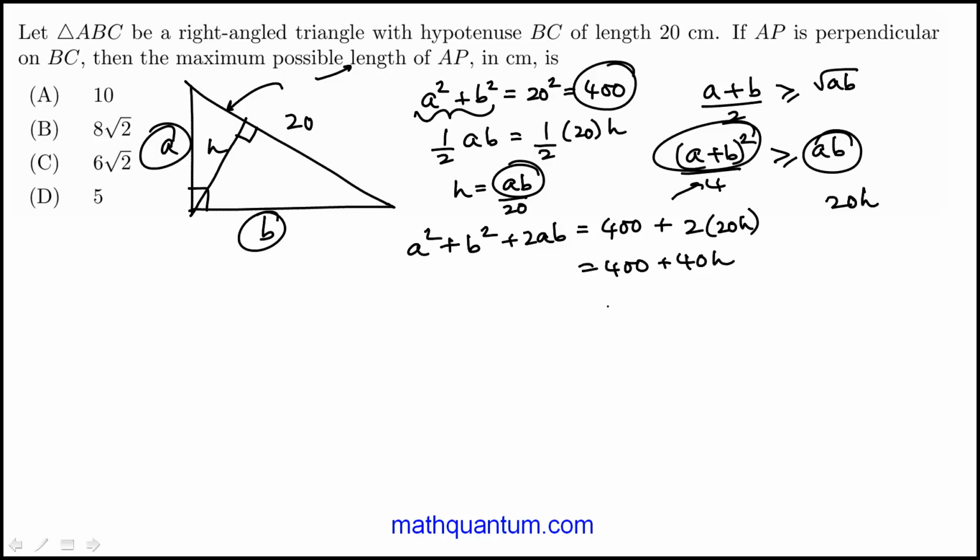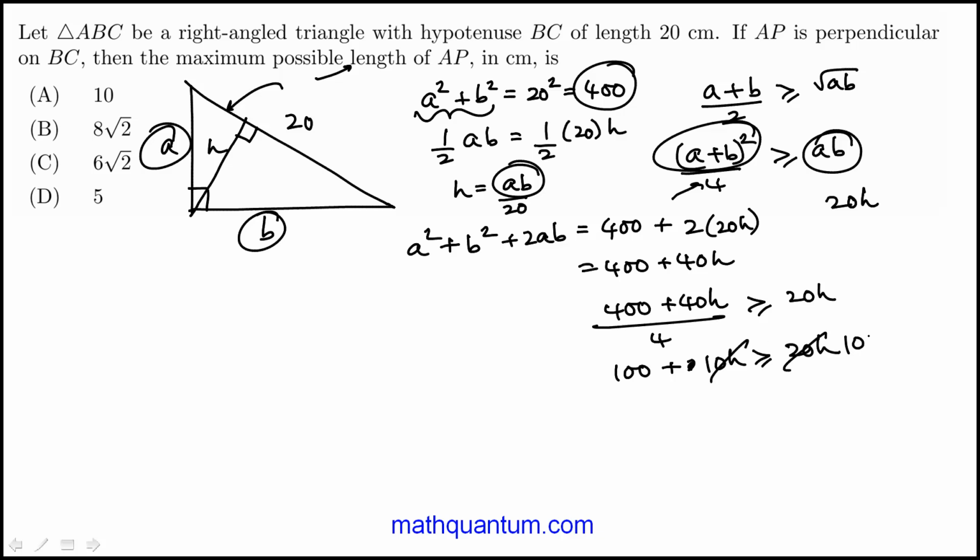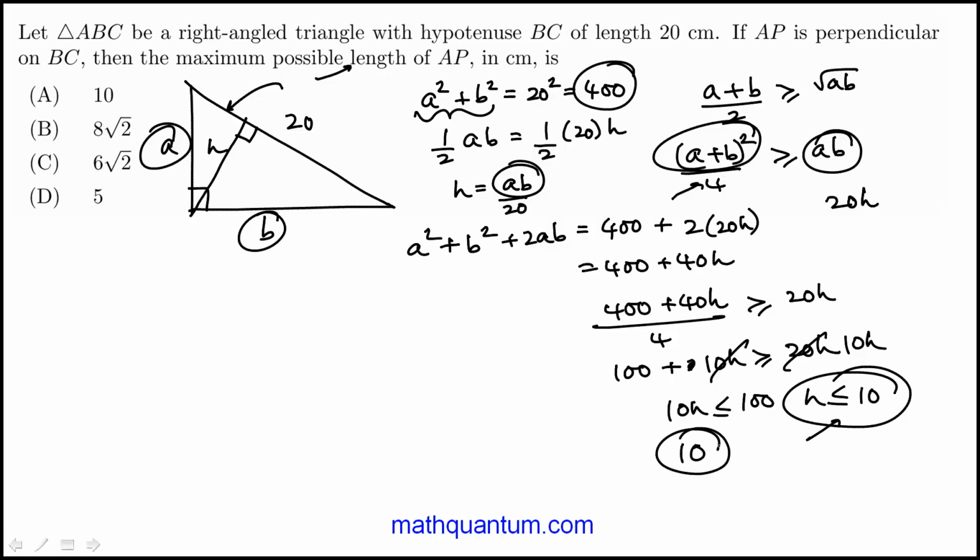And then I'm dividing it by 4. And that's 20H. So if I divide each term by 4, that becomes 100 plus 10H. I get 10H is less than or equal to 100. H is less than or equal to 10. You can see the max possible value is 10. So this is kind of how I did it.